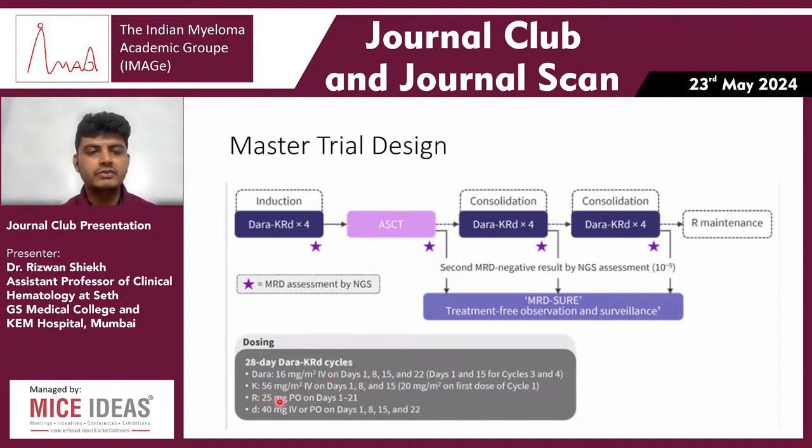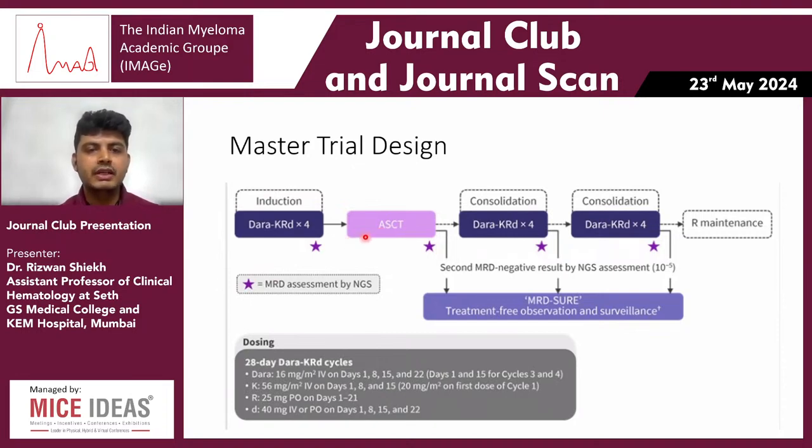Len was given at 25 mg. They have done some dose reductions, which we'll discuss later on. And Dexa was given at 40 mg at weekly dosing. So after 4 cycles of Dara-KRD induction, they underwent an MRD assessment by NGS and proceeded to a bone marrow transplant. They used Melphalan 200. In some cases, 140 was used in the protocol, but I could not find out in the supplementary exactly what the indication was for using it.